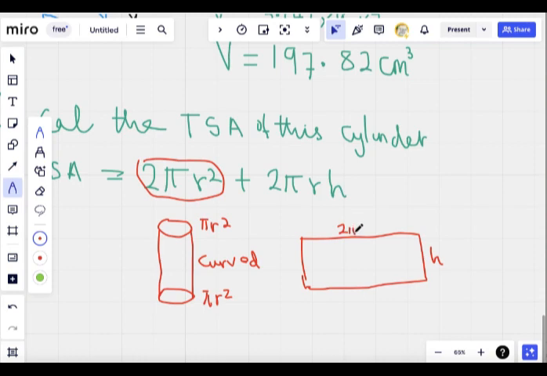This length, which you call the length, is actually the circumference, which is 2 pi r. So if you cut this and spread it out, this body forms the length, because when you cut it and spread it out, it forms a rectangle.